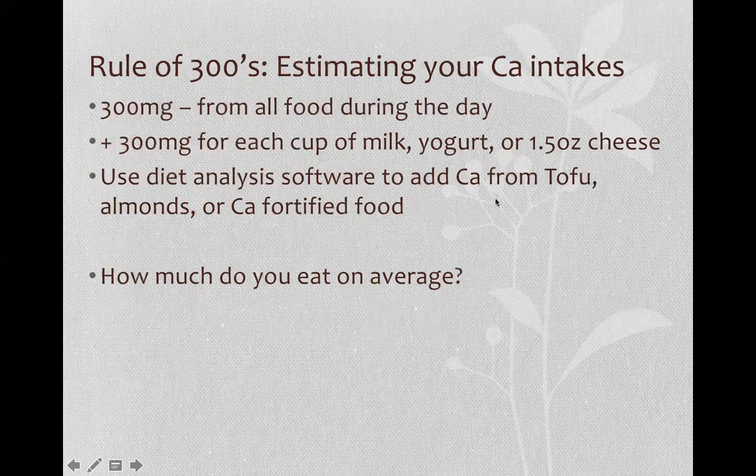Tofu, fortified cereals, fortified OJ, or almonds: we don't exactly have a 300 number for those. Many of those are around the hundreds, but you might want to use a diet analysis software to add those to your 300s. And then think about how much you're eating in a day, and is that enough? It's only about 2 o'clock my time right now, but today I have had probably 3 ounces of cheese. I had a low-fat mozzarella this morning, and that was about 600 milligrams, and then I've eaten other food during the day as well, so close to another 300. So maybe I'm at 900, but I still need a little bit more.